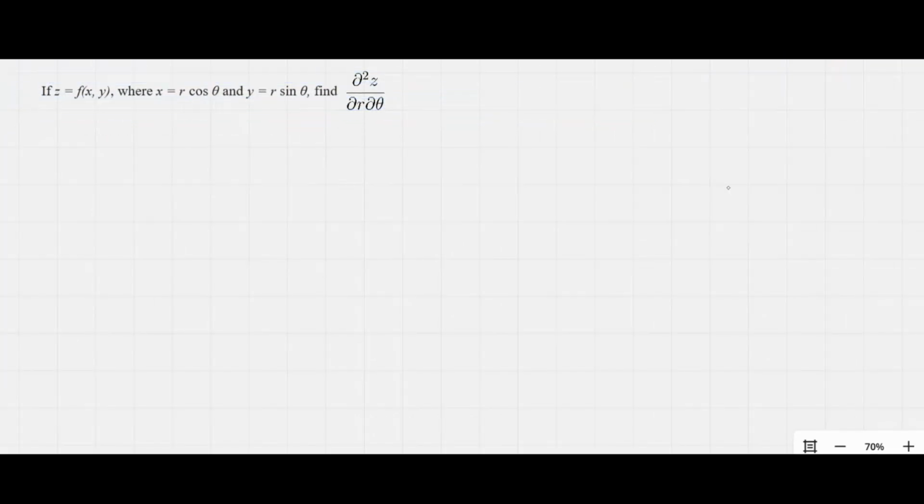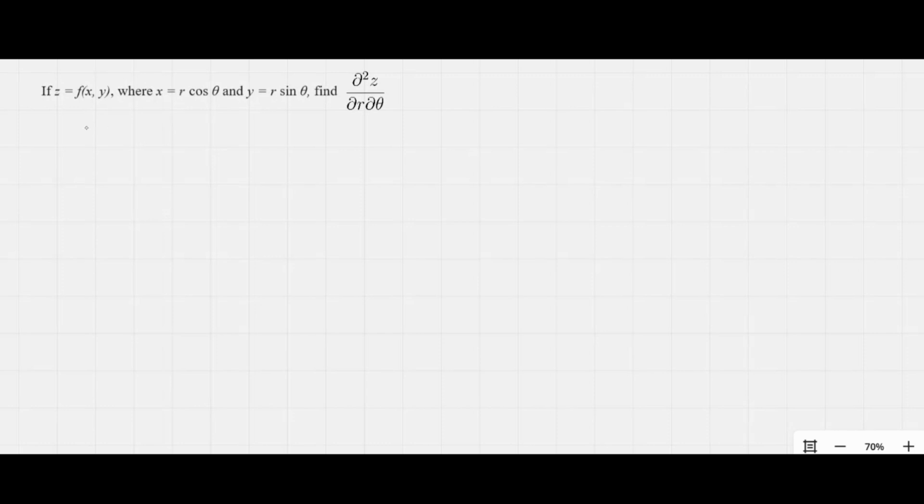All right, so this problem is telling us that if z is defined by the function f of x and y, where x is equal to r cosine theta and y is equal to r sine theta, we're asked to find the second partial of z with respect to r and theta. This might seem like a complicated problem, and it kind of is, but the key here is really to break it down. And so we know what del z del x and del z del y are. They're going to be cosine theta and sine theta respectively, right?